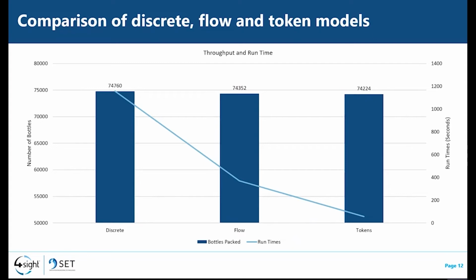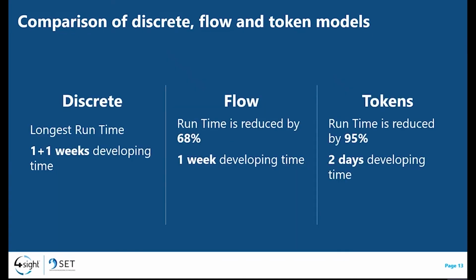Okay, so just to look at some hard numbers. Looking at a comparison between the development and run times for each approach, the discrete model obviously had the longest runtime. The flow model's runtime is reduced by 68%, which means that it was 68% less than that of the discrete model's runtime. So once again, it's faster. And as you see, the token model is 95% less than the runtime of the discrete model. So once again, if you need faster results, a simpler model is the way to go.